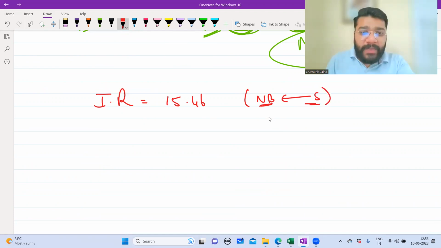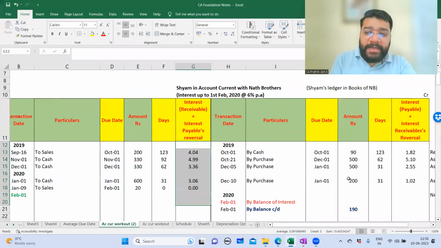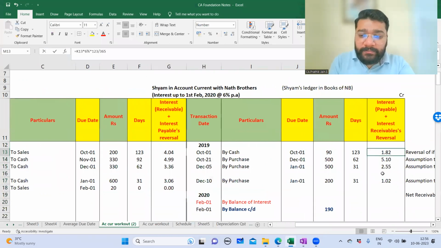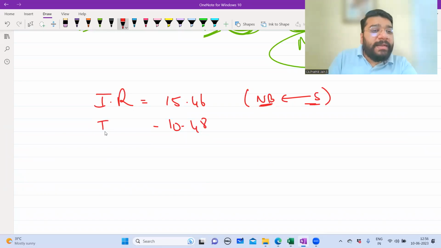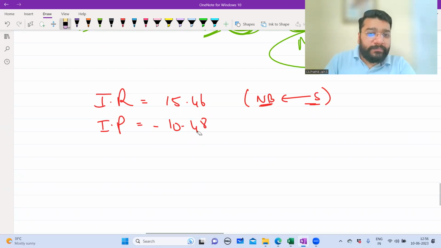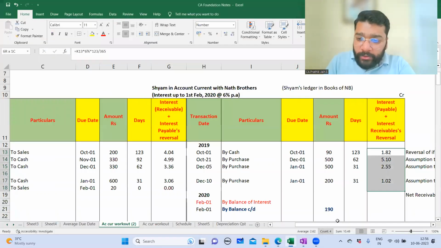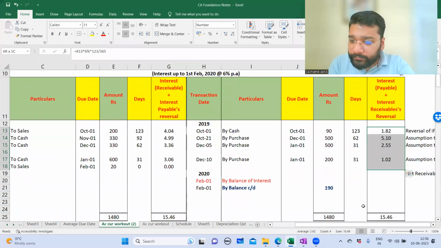Now, go to the other side. Interest payable. Do the total of this. 10.48. This is interest payable. 48 or 49? 49. Then why are we getting 10.48 here? 1.82 plus 5.10 plus 2.55 plus 1.02. Anyways, 10.49.